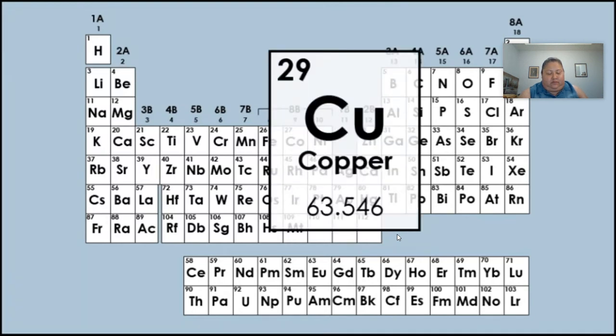Each element is different than the others based on the number of protons it has in its nucleus. This is the number that is shown in the upper part of each block. The large letters in each block are the atomic symbol, or abbreviation for the name of each element. The number at the bottom of each block is the atomic mass of the element. This is a very important number for use in calculations.